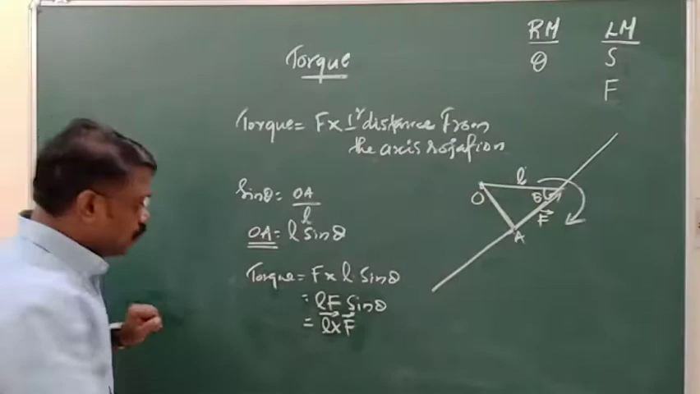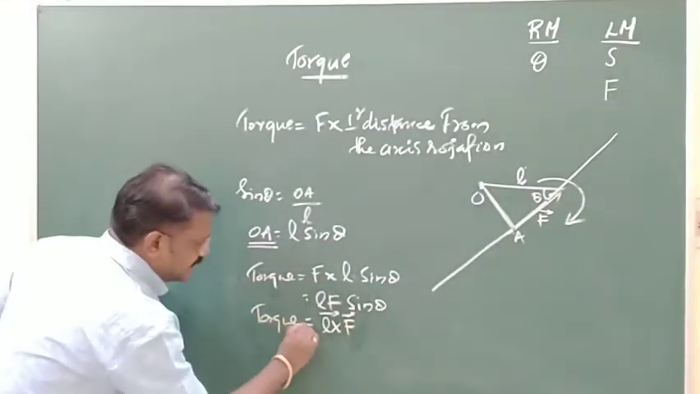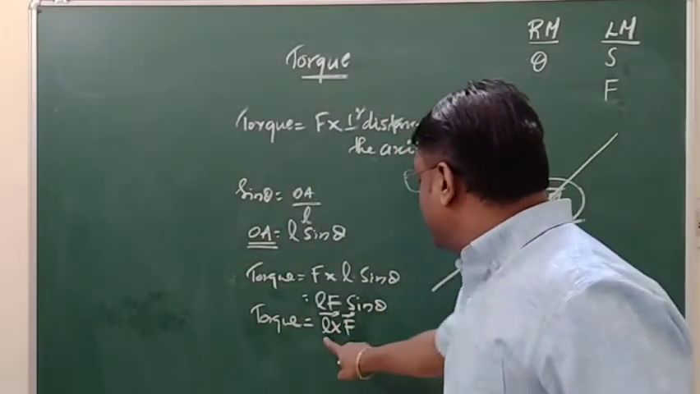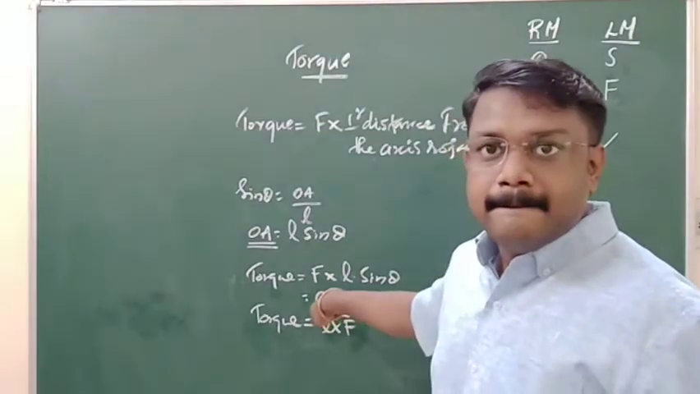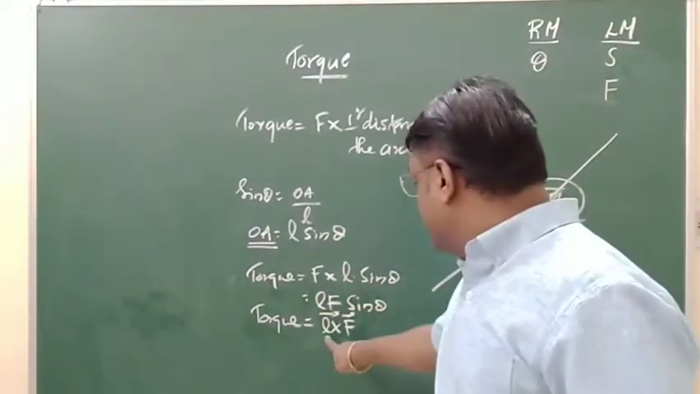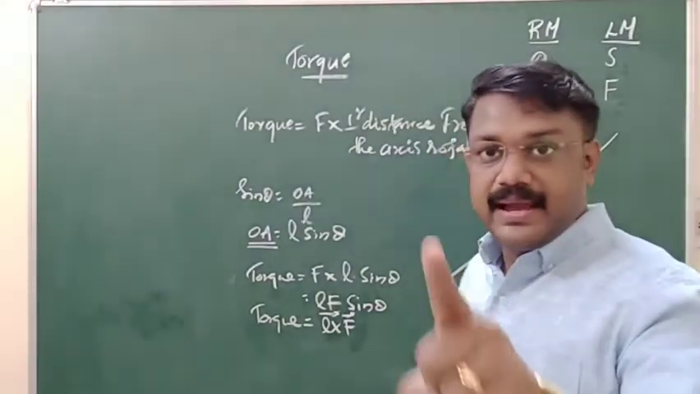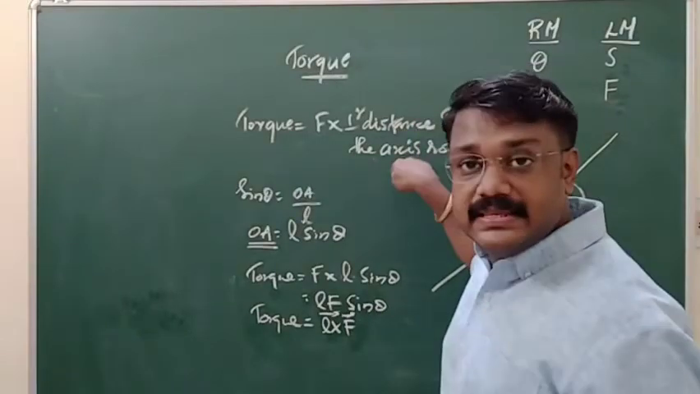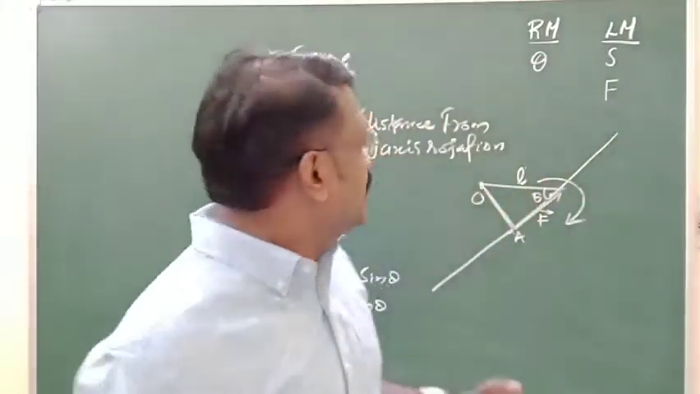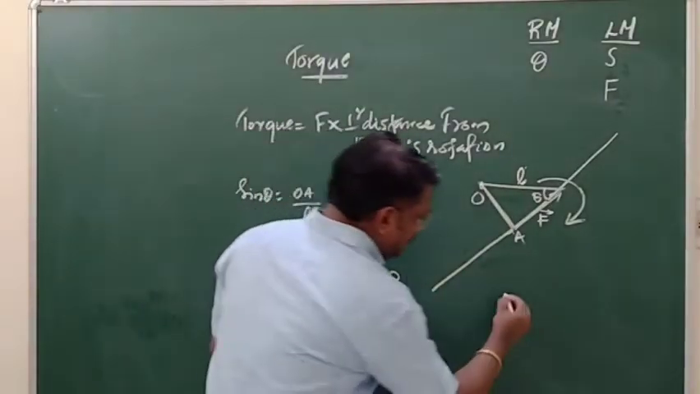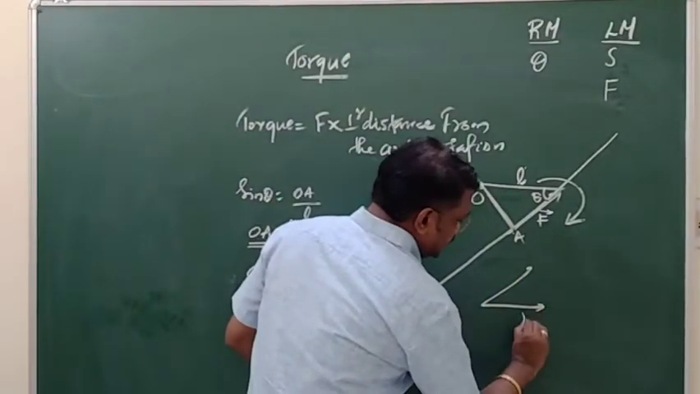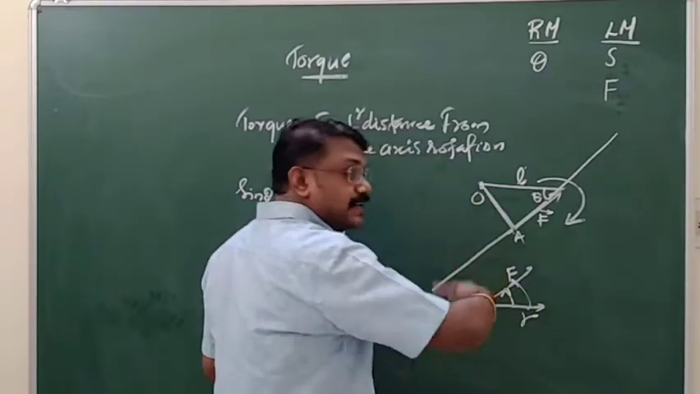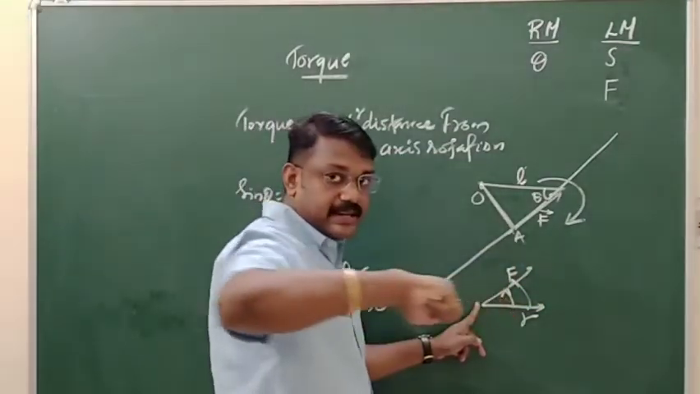Torque is getting as L cross F. You will ask whether you can take L F sin theta as L cross F or F cross L. Both are possible, but this is a vector, and in which direction that vector acts depends upon the movement of this object. Suppose two vectors are there, this is R and this is F. So you are taking R cross F. This is anti-clockwise.